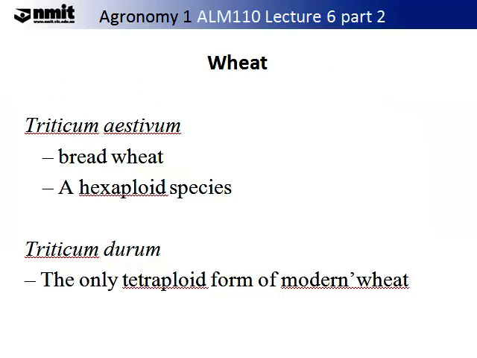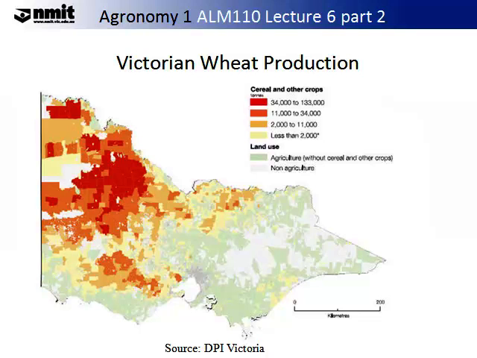One of the most important crops to Australia is wheat. It is also important to Victoria. Triticum aestivum, or bread wheat, is a hexaploid species. Triticum durum is the only tetraploid form of modern wheat. The following map gives an overview of where wheat is produced in Victoria. Wheat is an important crop not only to Australia but to the world, and also generates a reasonable income for Victorian farmers.